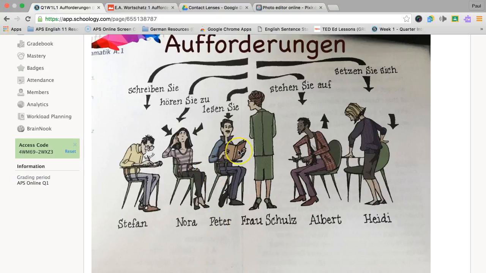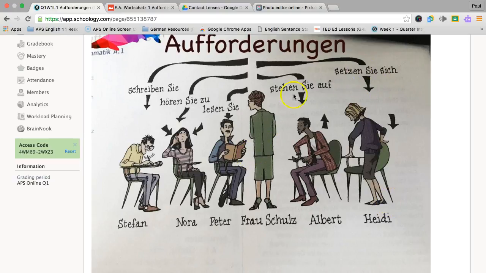So Peter, what's he doing? He's got a book in his hand. So lesen here must mean read, right? So Frau Schulz is telling Peter, read, lesen Sie. So I'm going to go through the rest and say, Frau Schulz sagt zu Peter, lesen Sie ein Buch. Frau Schulz sagt zu Albert, stehen Sie auf, which means stand up, which is why the arrow is there. Frau Schulz sagt zu Heidi, setzen Sie sich, which means sit down.